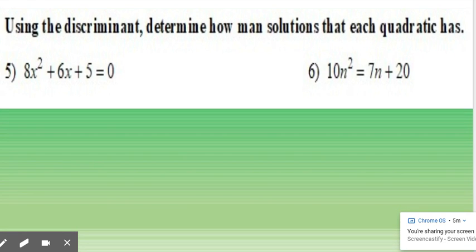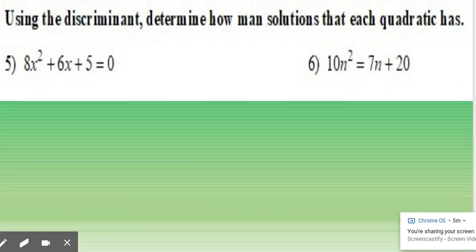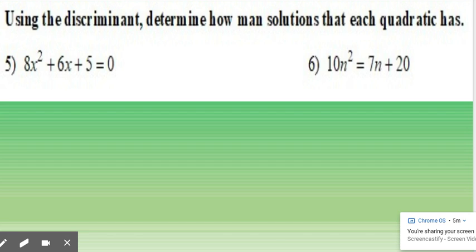Let's go ahead and figure out how many real solutions we have for both of these using the discriminant. I'm going to put the discriminant part of the quadratic formula up here for you to see. We're doing that part of it. Okay, so go ahead, pause video, and do those two.